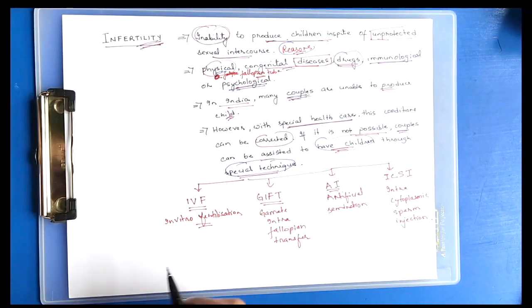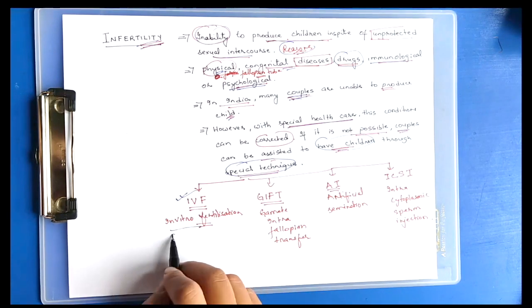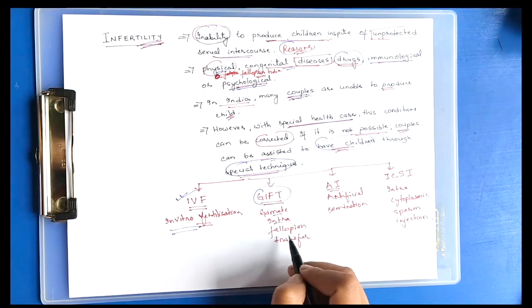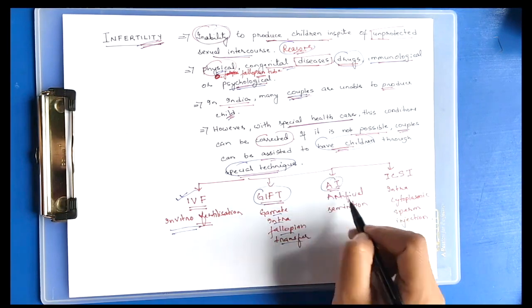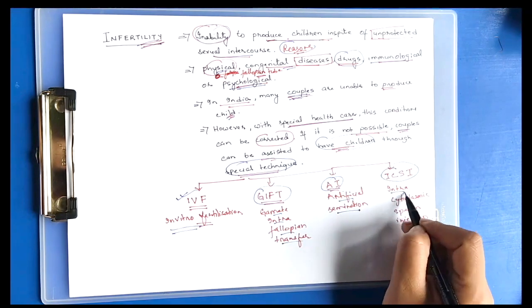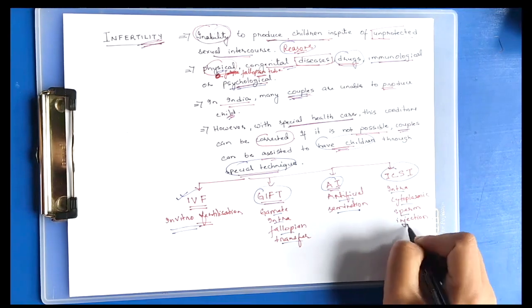Examples of special techniques are, first, IVF, in vitro fertilization, GIFT, which is gamete intra-fallopian transfer, AI, artificial insemination, and ICSI, which is intracytoplasmic sperm injection.